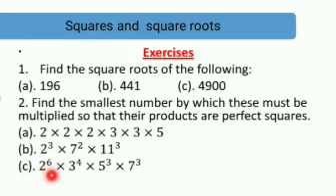Then 2 raised to the power 6. 6 is even. 4 is even. This 3 is odd, and this 3 is odd. That means we need one 5 and one 7. So 5 times 7 is your answer here.